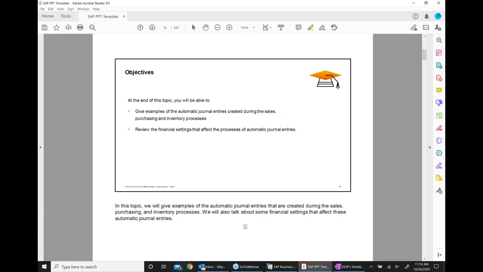Now, how do these general entries happen? There is something we looked at before: automatic general entry during sales, purchase, inventory processes. When we did purchasing, we talked about it. When we did sales, we talked about it. When we did the inventory movement, goods receipt, goods issue, we talked about it. We will talk more.